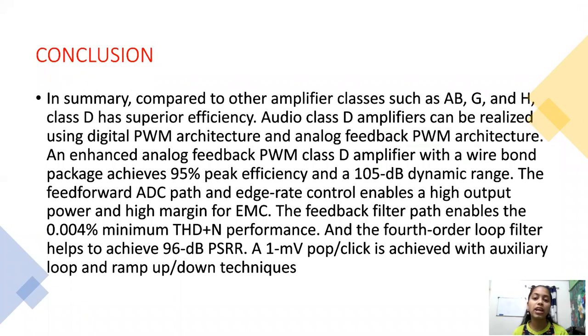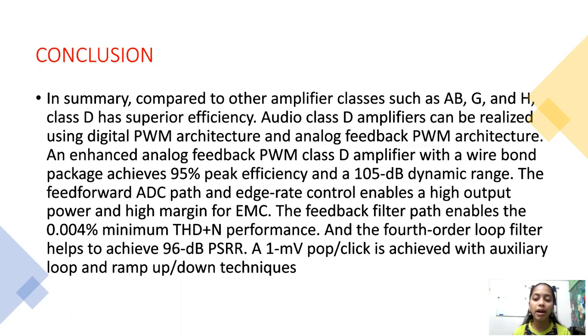Conclusion. In summary, compared to other amplifier classes such as A, B, G, H and so on, Class D has superior efficiency, and an audio Class D amplifier can be realized using a digital PWM architecture or an analog feedback PWM architecture. An enhanced analog feedback PWM Class D amplifier with a wafer-level package achieves 95% peak efficiency and a 105 decibel dynamic range. The feed-forward ADC path and the edge rate control enable a high output power and a high margin for EMC.